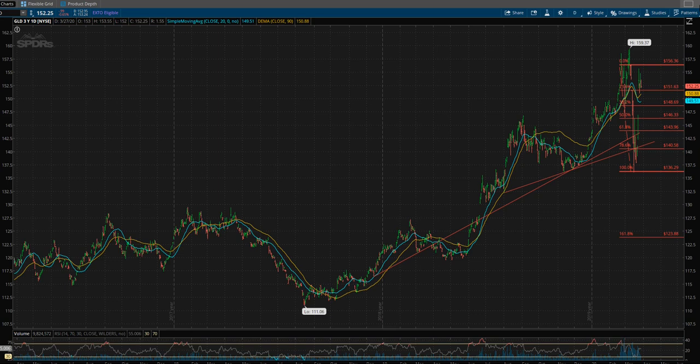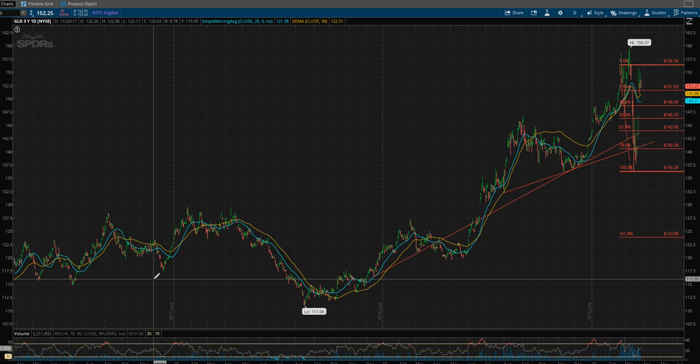Hey guys, real quick couple minute video here on GLD, just following up to the prior video on the miners. This is the GLD ETF, mimicking the gold movement. What I did was I ran a 20 SMA simple moving average and a daily EMA close 90-day moving average.